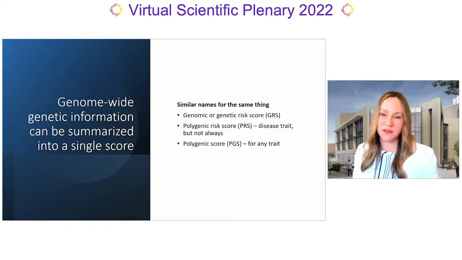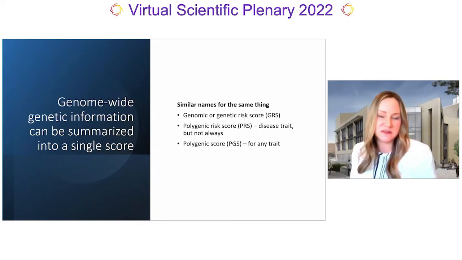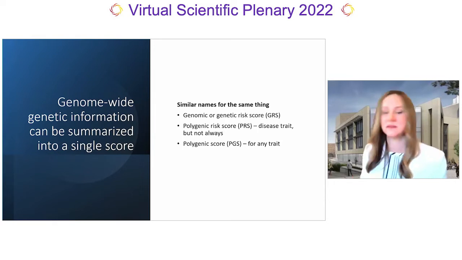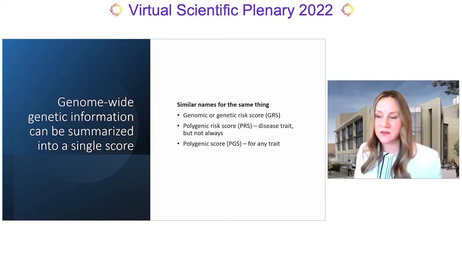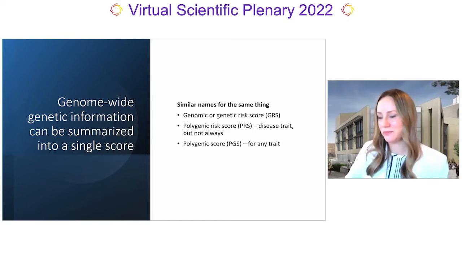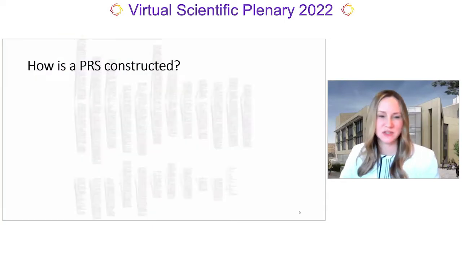Just briefly, people typically use these terms somewhat interchangeably: a genomic or genetic risk score, a polygenic risk score, which typically applies to a disease, since we're talking about risk. And some people use polygenic score or PGS to describe any disease or trait. Right now, they're all approximately interchangeable.